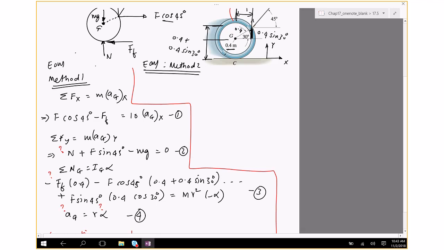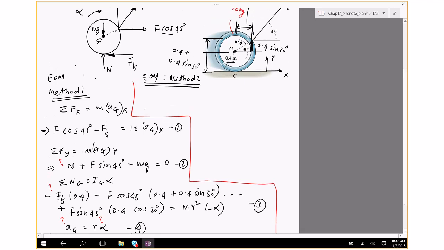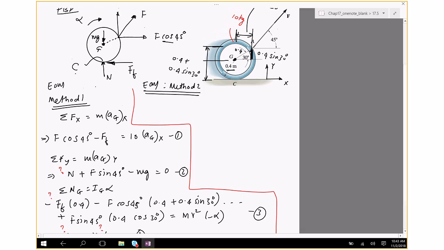So the way you eliminate friction force is, instead of taking moments at G, you take moments at C. And when you take moments at C, C is this point, friction force will disappear from the equation, normal force will disappear from the equation, mg would disappear. So previously when you took moments at G, only two forces pass through G and they would be eliminated. But here three forces pass through C, and so three of them will be eliminated.